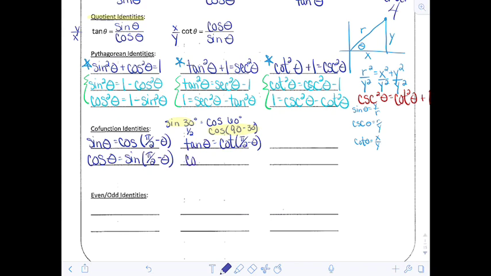Okay, so let's fill in the rest of this. The cotangent of theta then is equal to the tangent of pi over 2 minus theta. And then our last two cofunctions are secant and cosecant. So we can say that the secant of theta is equal to the cosecant of pi over 2 minus theta. And the cosecant of theta is equal to the secant of pi over 2 minus theta.